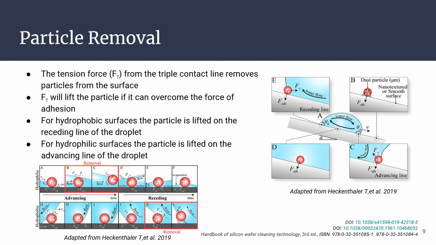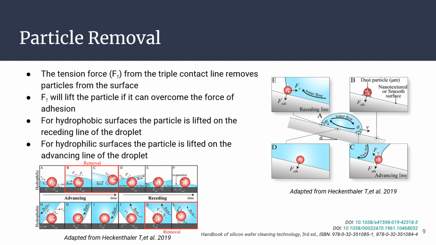If the particle is not immediately removed, then the droplet rolls completely over the particle. It is again subject to just the force of adhesion on the surface. Once reached by the receding line, the particle is again subject to the tension force. If the water particle air tension force is greater than the force of adhesion, the particle will be removed from the surface. For hydrophobic materials, the particle is removed at the receding line, and for hydrophilic materials, the particle will be removed at the advancing line.